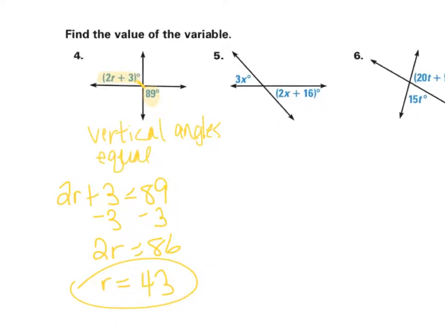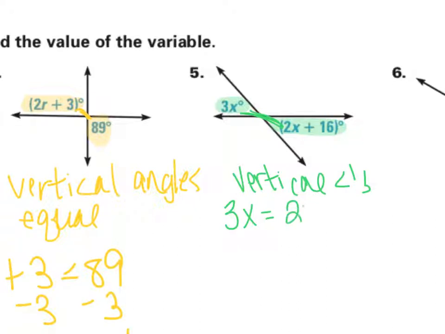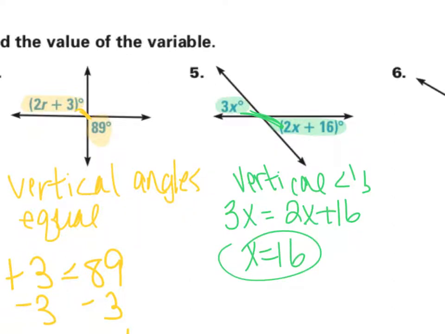Okay. And again, we look at this one here. Again, we have two lines that are crossing, and we have a 3x here. We have 2x plus 16 here. And these two are across from each other. They are not adjacent. They are not next to each other. They're across from each other. So that means they are also vertical angles. And that means that we can set them equal to each other. So we can say that 3x equals 2x plus 16. And if I subtract 2x from both sides, I just get x equals 16.